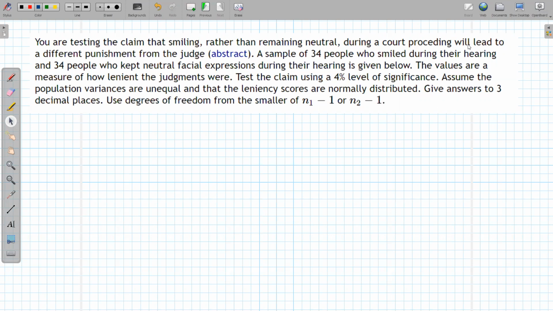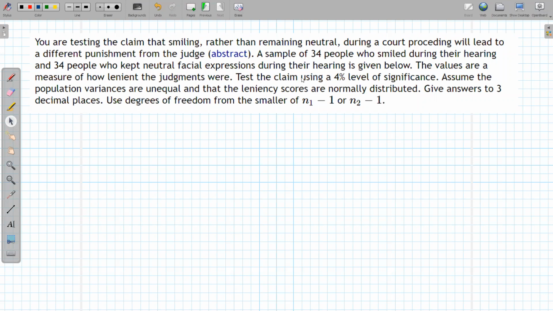So we are now testing a claim on this whole smiling versus neutral. We're going to use the same data. There's a homework problem on this too. Sample of 34 people who smiled during their hearing, 34 people with neutral expressions. And it says it's given below, but I'm going to show that in a spreadsheet. The values are a measure, again, of how lenient the judges were.